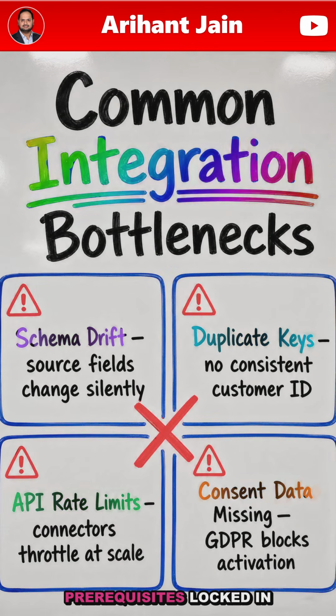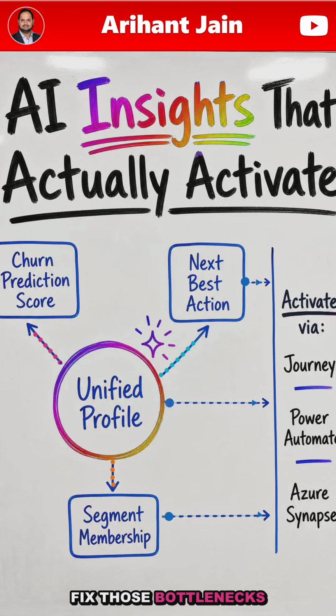Even with those prerequisites locked in, most teams still hit the same four walls. Schema drift, duplicate keys, throttled connectors, and missing consent data. Each one silently corrupts your unification before a single profile gets built. Fix those bottlenecks, and here's what you actually unlocked.